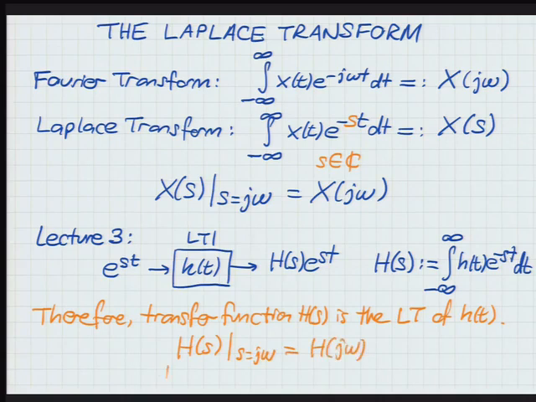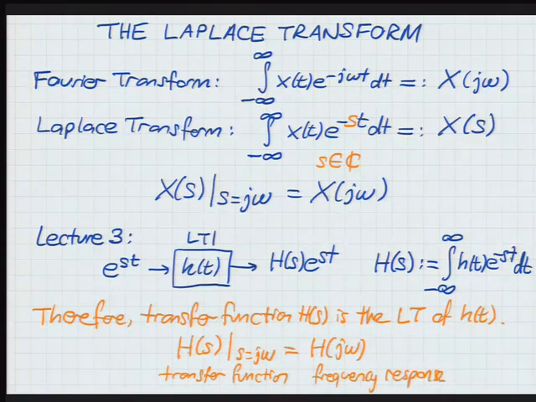Okay, so this is the transfer function, or the book I think calls it the system function, and this is the frequency response. So that's the difference. Laplace is a little more general in the sense that I can recover Fourier from Laplace, and this is the context where it emerged in lecture 3.